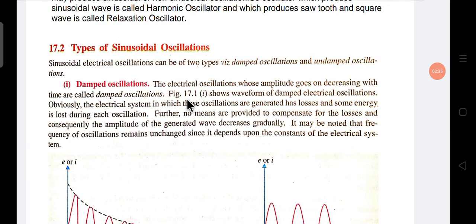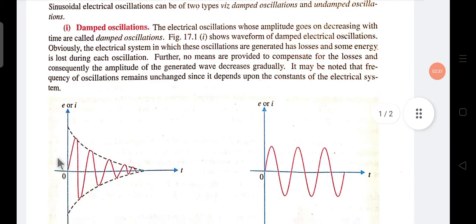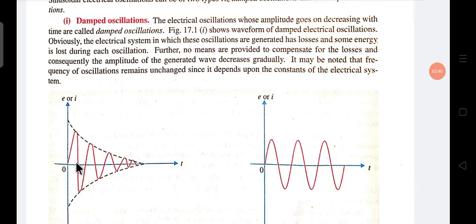Here you see the damped oscillator waveform. In this waveform the amplitude decreases with time. Sorry, not the frequency, the amplitude. This is frequency, and this is amplitude, which decreases with respect to time. So this is called damped oscillation.